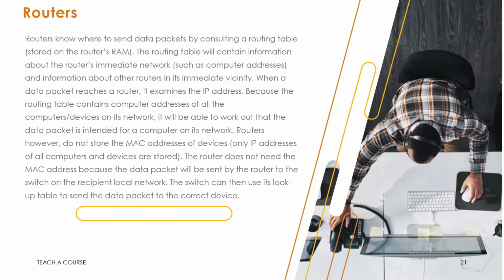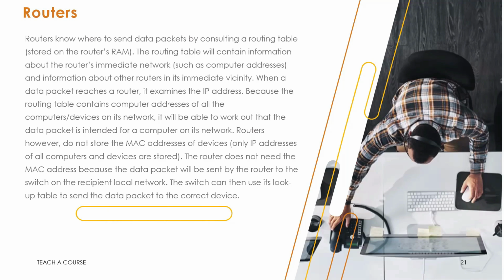Routers know where to send data packets by consulting a routing table, stored on the router's RAM. So routers have a RAM, which stores the IP addresses of the possible devices they can route the data packets to. The routing table will contain information about the router's immediate network, such as computer addresses, and information about other routers in its immediate vicinity. So the routers around it are going to have all that information.